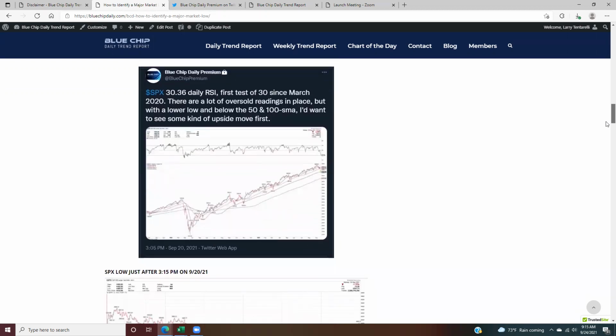So the key post, and we'll spend some time on this, 3:05 p.m. The S&P daily RSI reached 30.36. That was the first test of 30 since the March 2020 lows. A lot of oversold readings in place. I'd want to see a move back to the upside, but we'll take a look at that actual post.